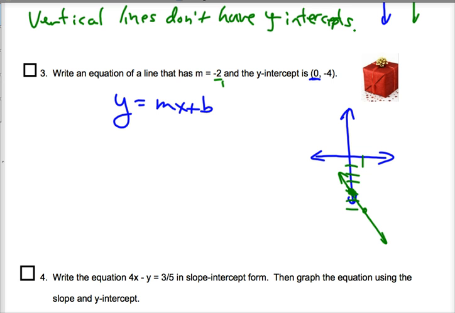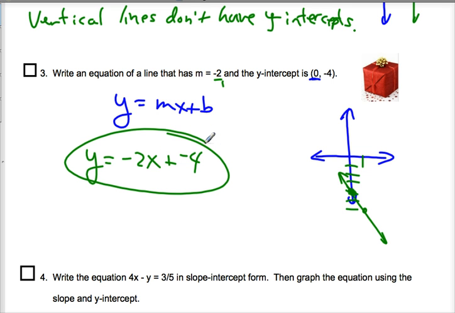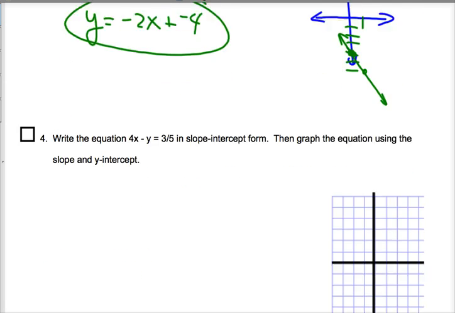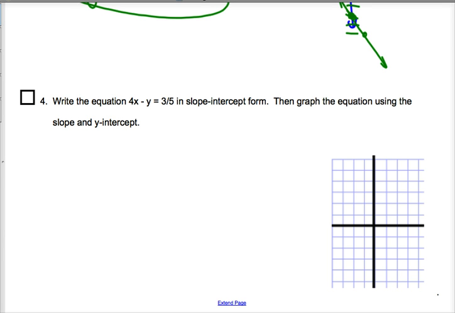Now this problem, I put the present over here because it's really easy. I give you the slope. I give you the y-intercept. You're done. So if you have slope, you have y-intercept. It's really easy to come up with an answer. Number 4, write the equation 4x minus y equals 3/5 in slope-intercept form. Then graph the equation using the slope and y-intercept.